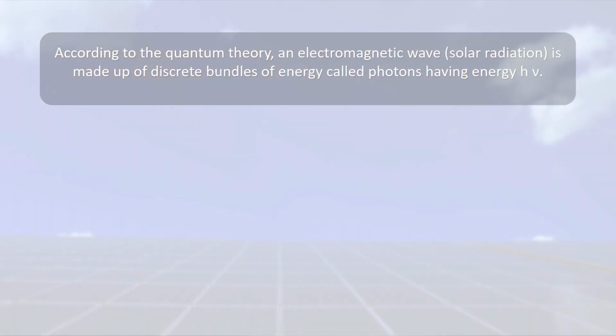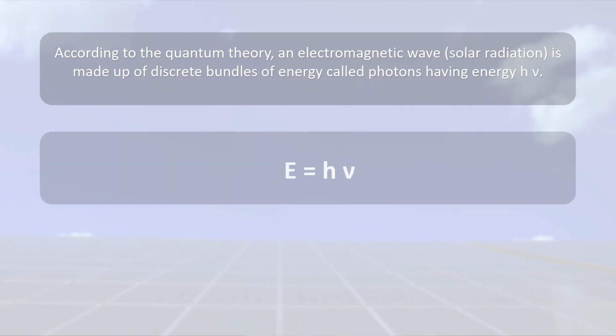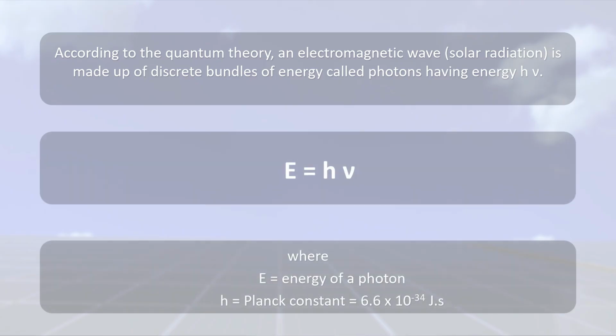So according to quantum theory, an electromagnetic wave is made of discrete bundles of energy called photons, with photon energy h nu. So you can write E is equal to h nu, where E is the energy of the photon and h is the Planck constant, which has the value 6.6 into 10 to the power minus 34 joule second. It is interesting to see that while all photons travel at the speed of light, there exists a distribution of energy among them. On the basis of this formula, we will discuss one example.